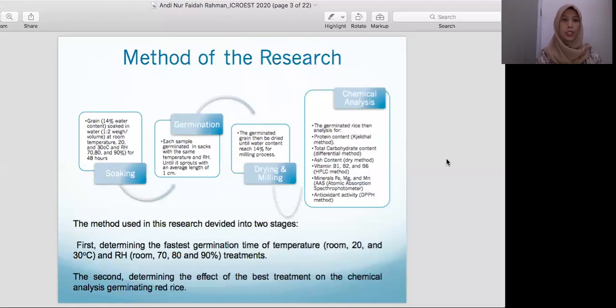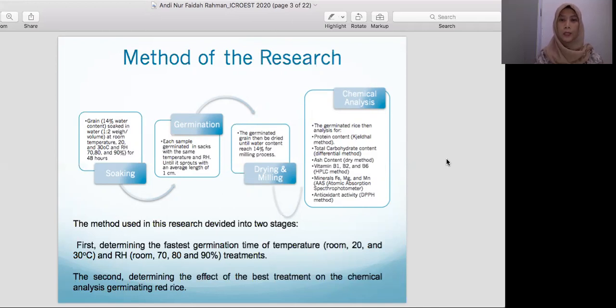The first is soaking. Grain with 14% water content is soaked in water at room temperature, 20 and 30 degrees Celsius, and relative humidity 70, 80, and 90% for 48 hours. Each sample is germinated in sacks with the same temperature and relative humidity until it sprouts with an average length of 1 centimeter. Then the germinated grain is dried until water content reaches 40% for the milling process.